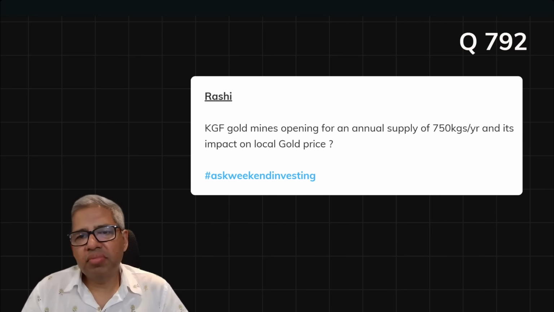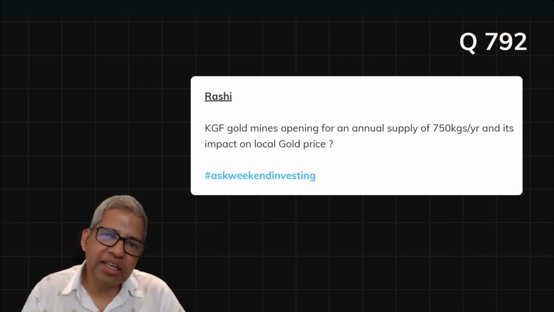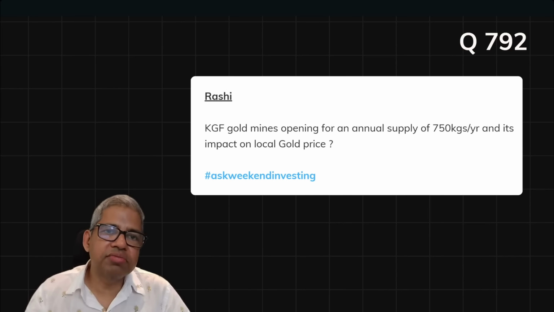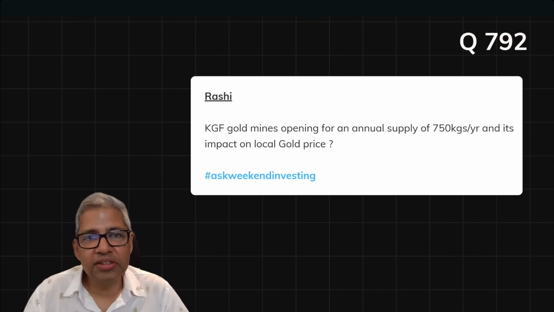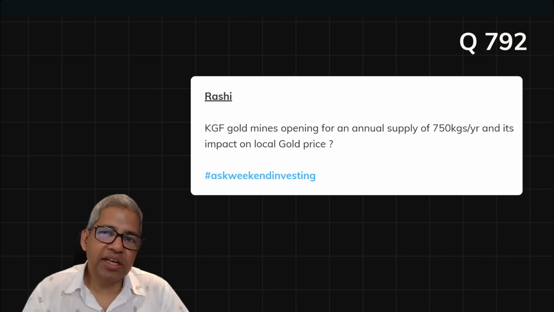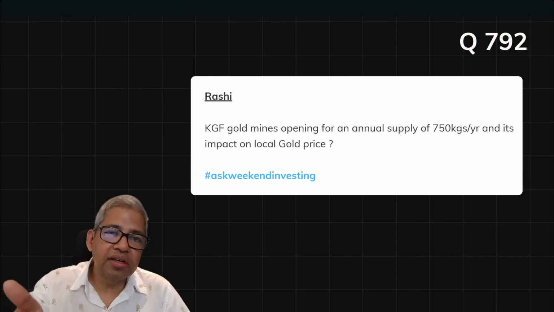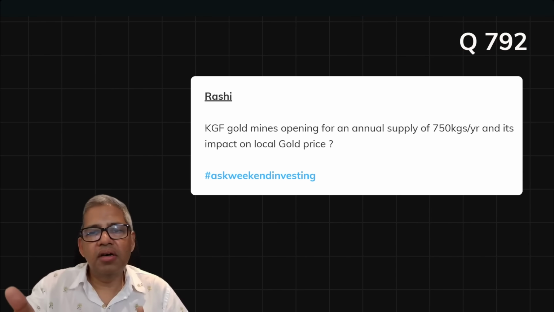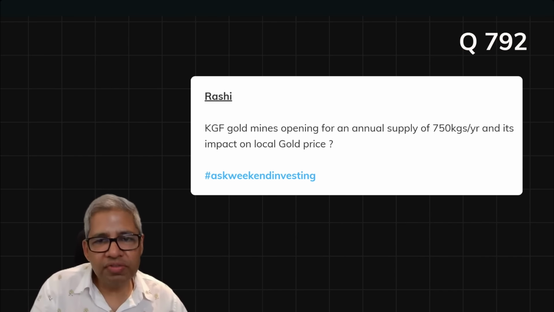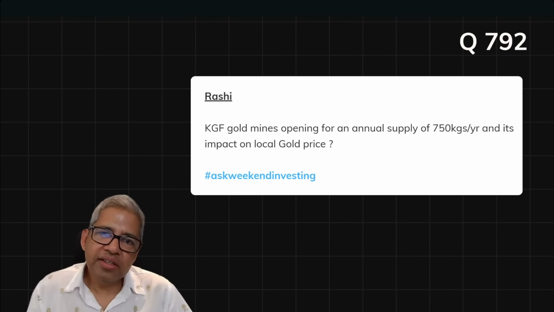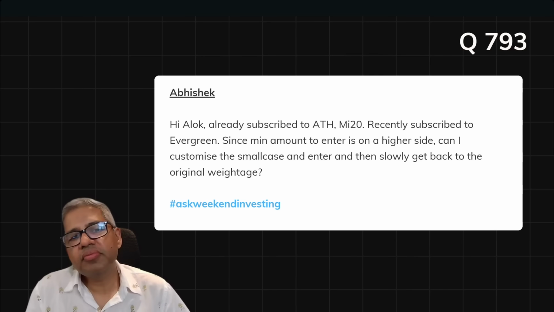Not any impact actually, unless this goes to maybe 5,000 kgs, 5 tons, 10 tons, something like that. But at 750 kgs that is being mined, the final refined output is perhaps going to be much lower. So it is not going to impact anything in the local market, in my view.